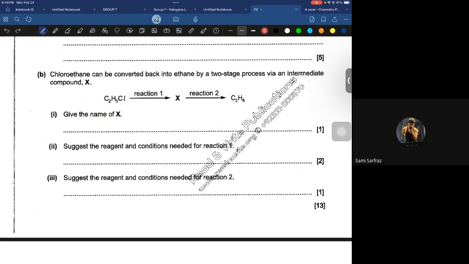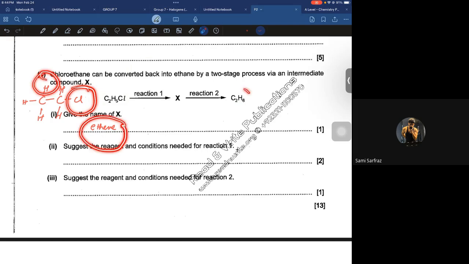Ethene. Okay, nice. Because if this compound is CH3CH2Cl, first of all you must have reacted it with sodium hydroxide in ethanol. This and this would be removed and an alkene is produced. Then in reaction 2 you did hydrogenation in the presence of hydrogen and nickel catalyst, so you got your alkane. So the intermediate is ethene.